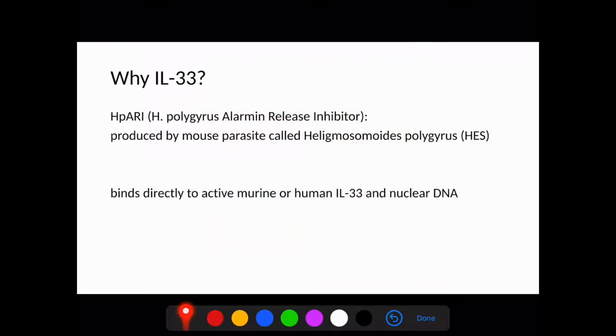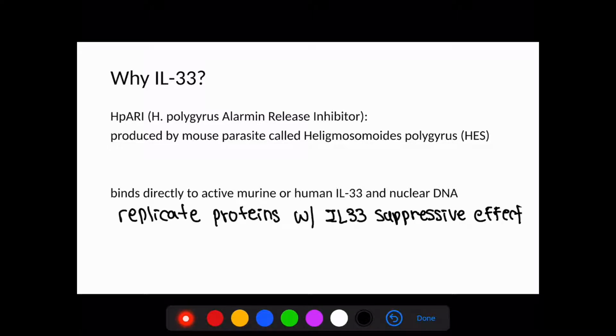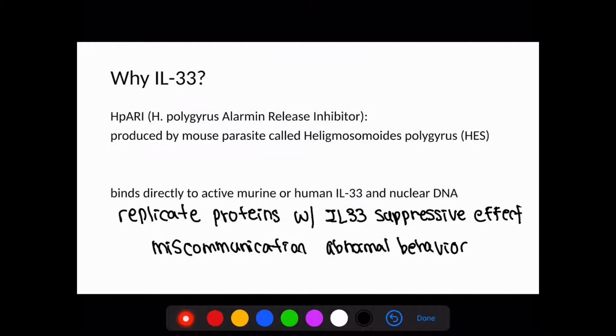The main concept of the paper is focused on the effect of a protein called HpARI on interleukin-33. HpARI protein is produced by a mouse parasite called HES. That protein binds directly to active murine or human interleukin-33 and nuclear DNA to replicate proteins with interleukin-33 repressive effect, causing miscommunication or abnormal behavior in the immune system.